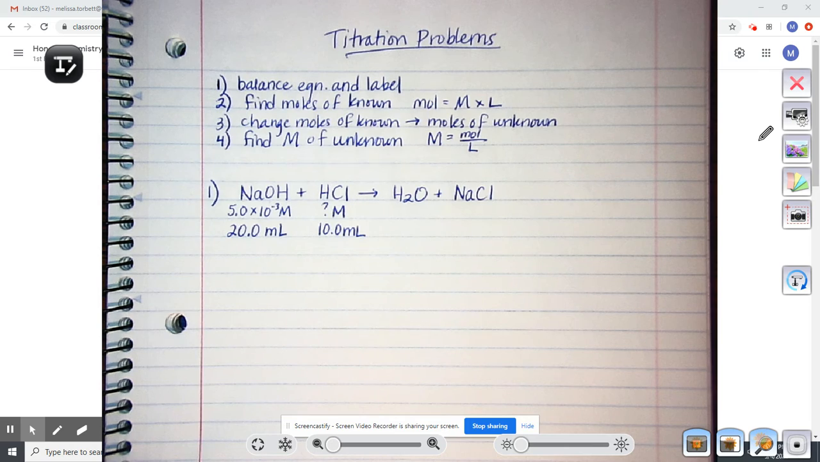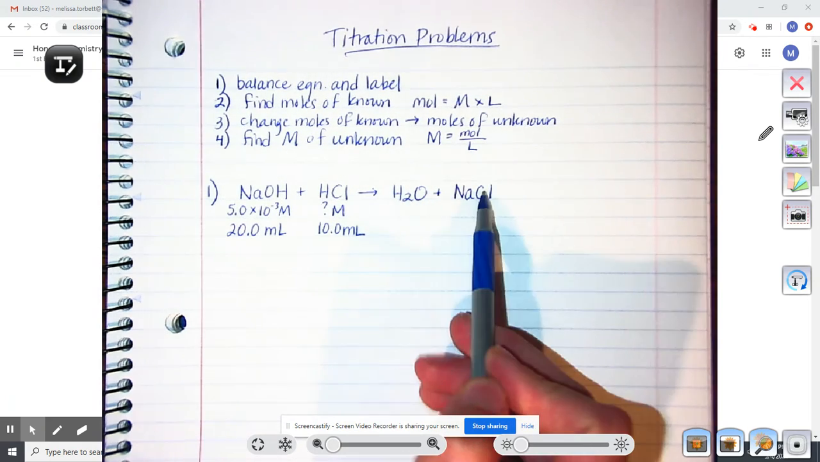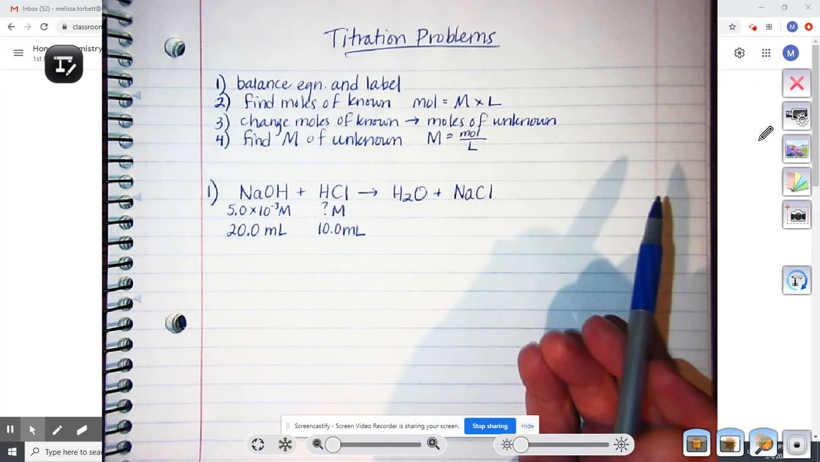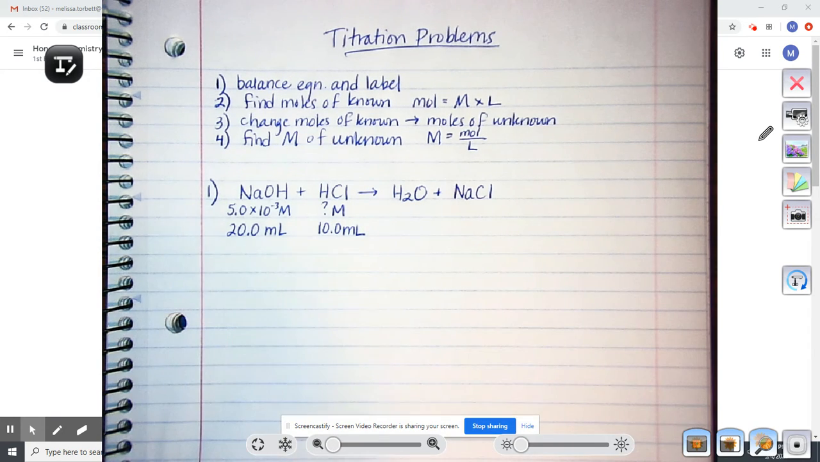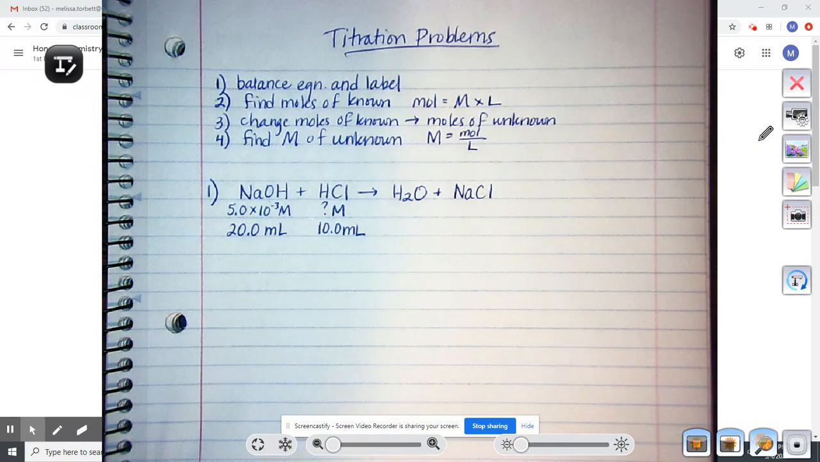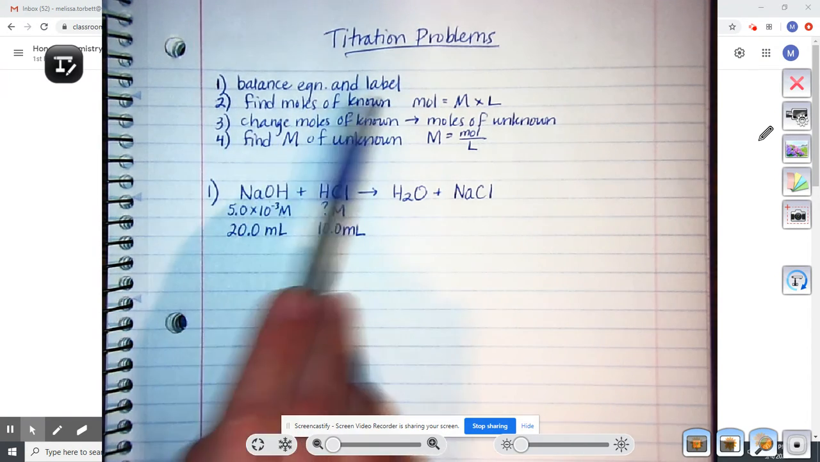And we're being asked, I've already done my question mark, what's the concentration of the hydrochloric acid? Okay, now this stuff doesn't matter at this point. The reason we had to have this was to balance the equation. Okay, but in terms of the actual problem and doing the problem, it's not going to matter. All right, so we've done step 1. We have balanced the equation and we have labeled what we have. So step 2, find the moles of the known.